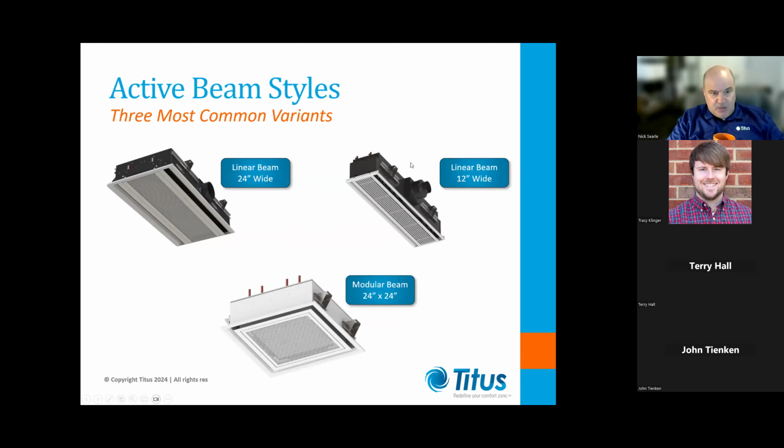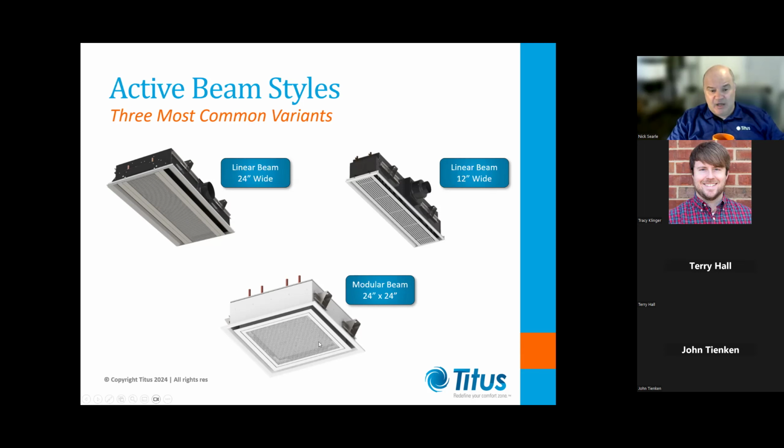But you're going to be choosing from one of several chill beam types, and these are the most common variants. There's a 24-inch wide linear beam on the left there. This unit has the highest cooling capacity of all of these. So it's the most common unit by far that you see on projects these days. There's a 12-inch wide version, which is also 2 linear slots, offers about a 20 to 30% lower capacity than the one on the left.